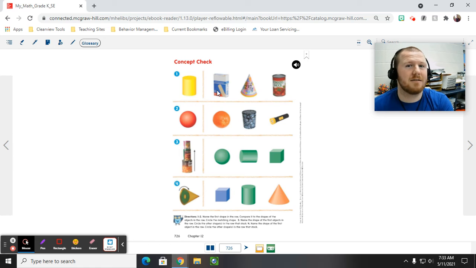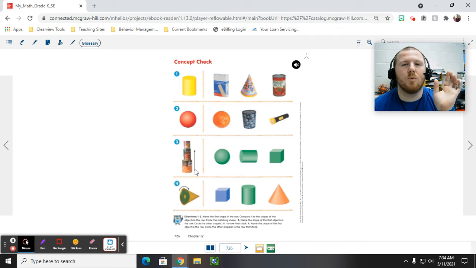A box of Band-Aids? No. A party hat? No. Tomato soup can? Yes. The sphere. What does the sphere look like? An orange? Yes. This looks like a trash can? No. A flashlight? No. Okay. So, see, easy. When you get down here, though, number 3, number 4, they're not asking you to look for what are the shapes that are on there.